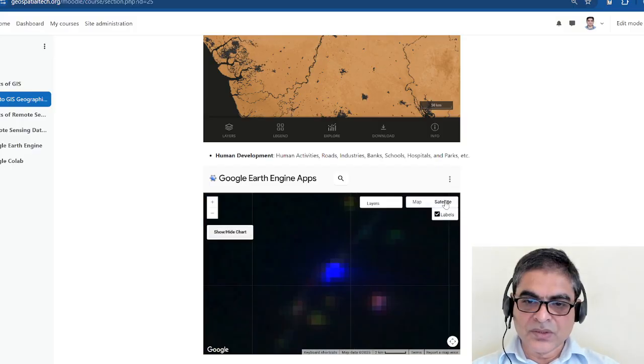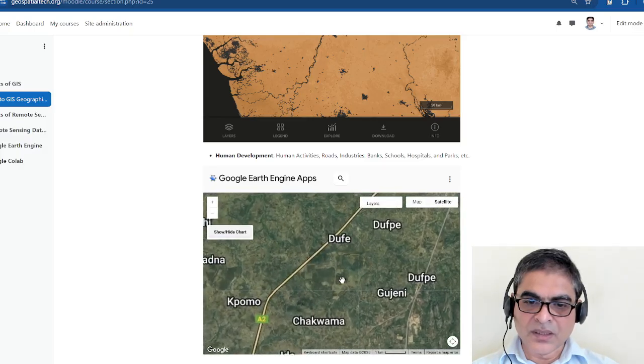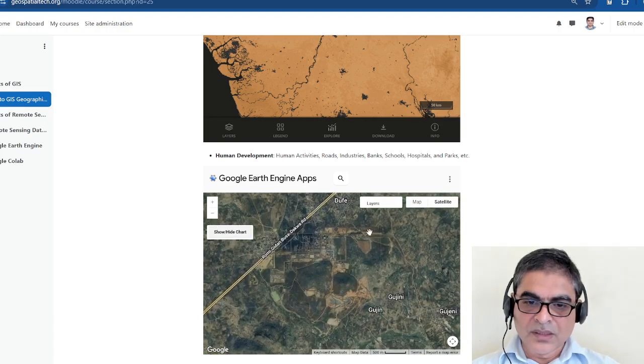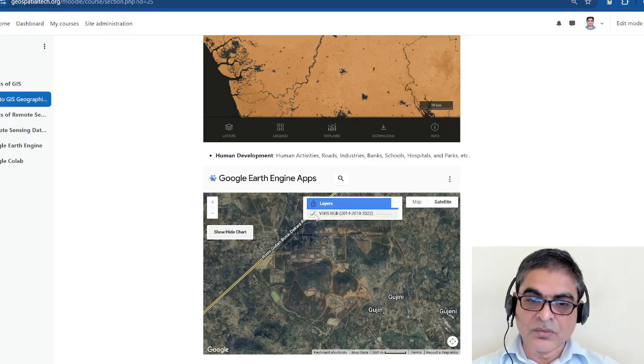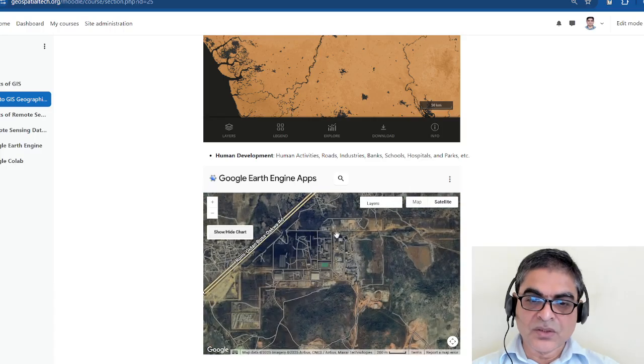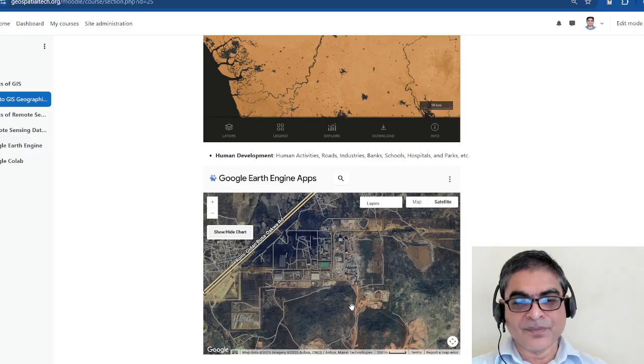So when you see this as a satellite view, you can visualize that this is the area, and here is the new light in 2022. What does it mean? The color blue means this construction is new, and this area was not there in 2018 and 2014.